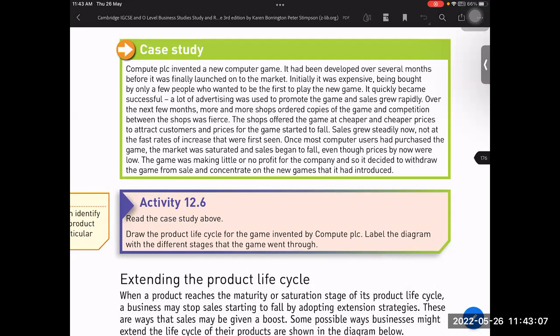Sales began to fall, even though prices by now were low. The game was making little or no profit for the company, so it decided to withdraw the game from sale and concentrate on the new games.